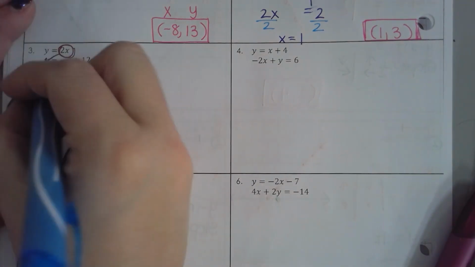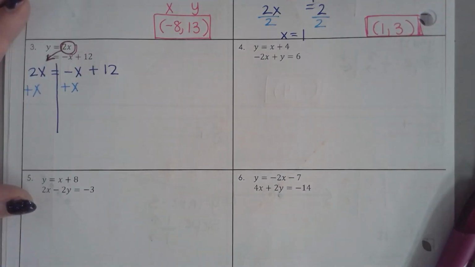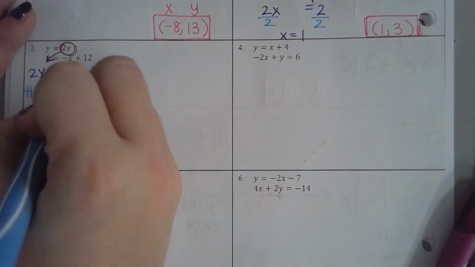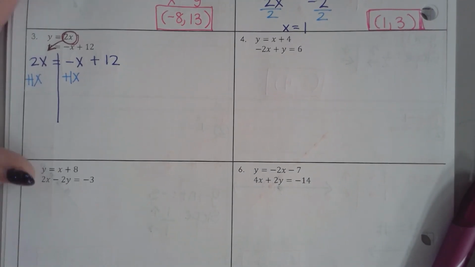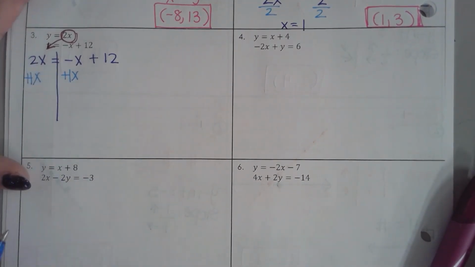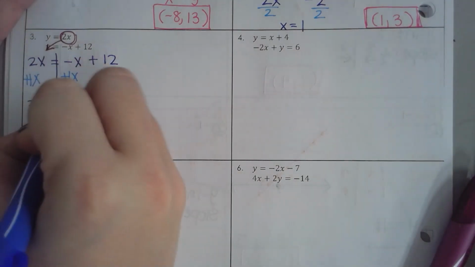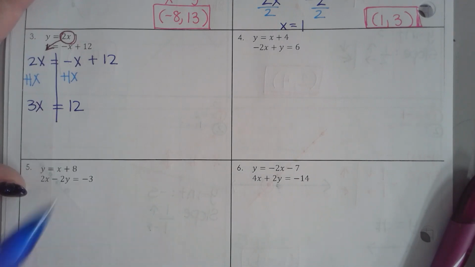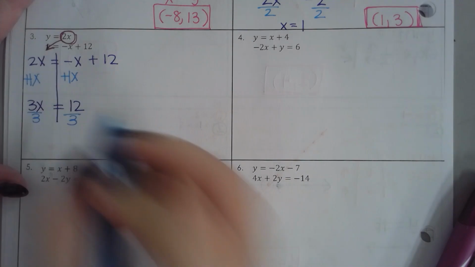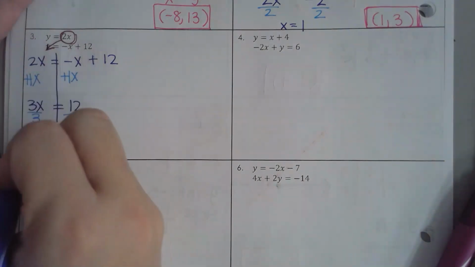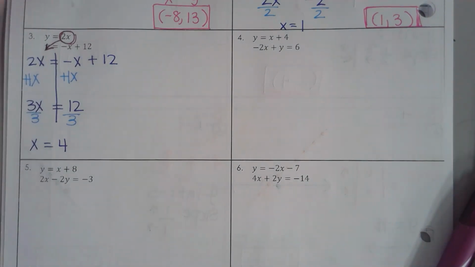Yeah, that's what I said. Okay, good. I wanted to clear up a common mistake that people make. So we're adding 1x. 2x plus 1x is 3x equals 12. And then what do I do? Divide by 3 to get x equals 4. All right, there's my x.